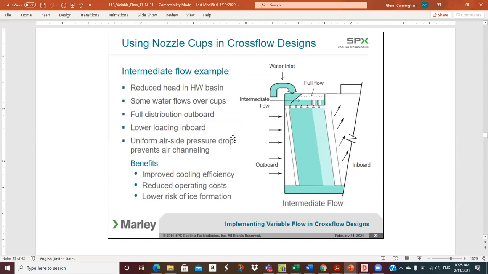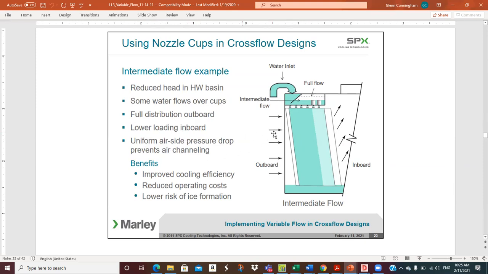Intermediate flow, so we have reduced head or reduced elevation in the hot water basin. Some water flows over the cups, with full distribution on the outboard section because we've got all this elevation over these that don't have nozzle cups on them. So we have lower water loading or flow inboard. Uniform airside pressure drop prevents air channeling.